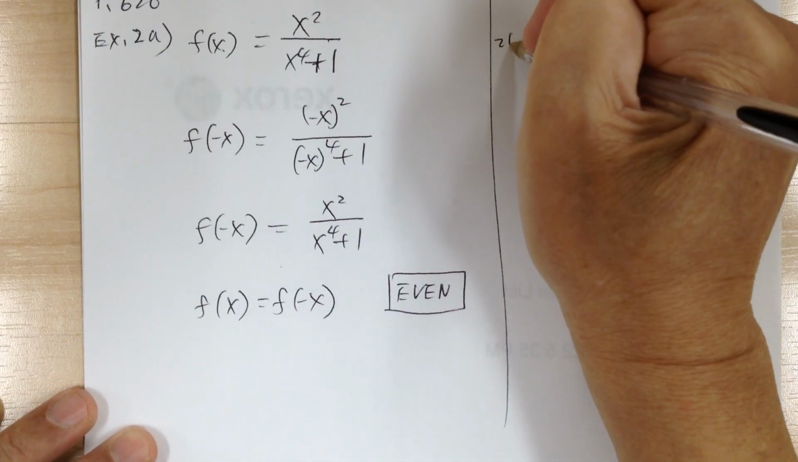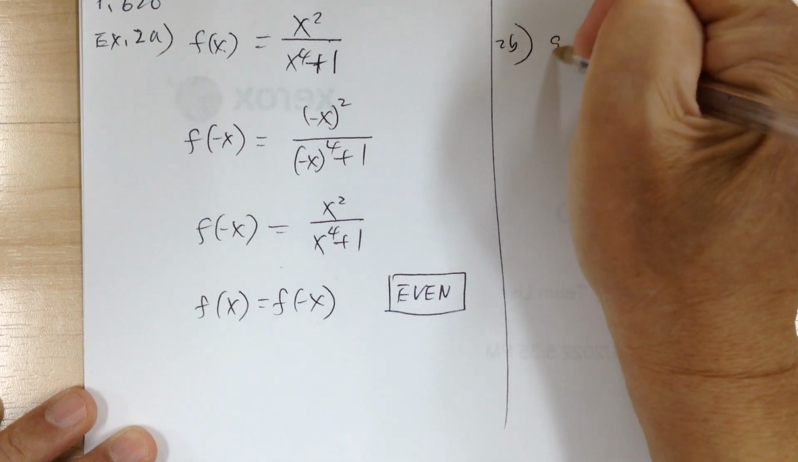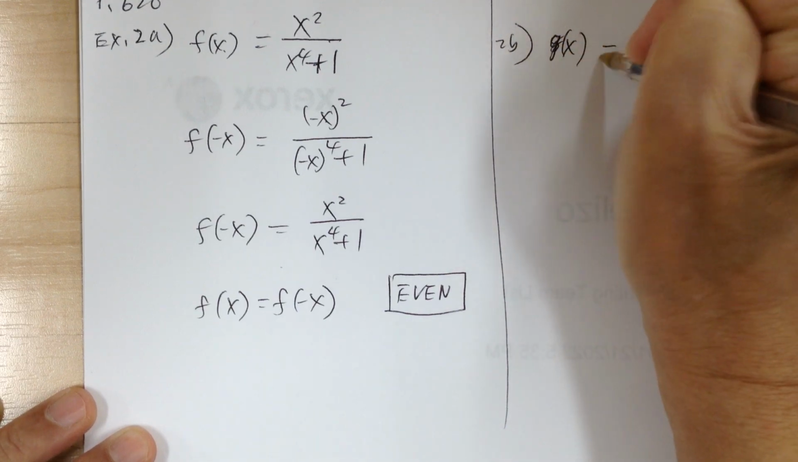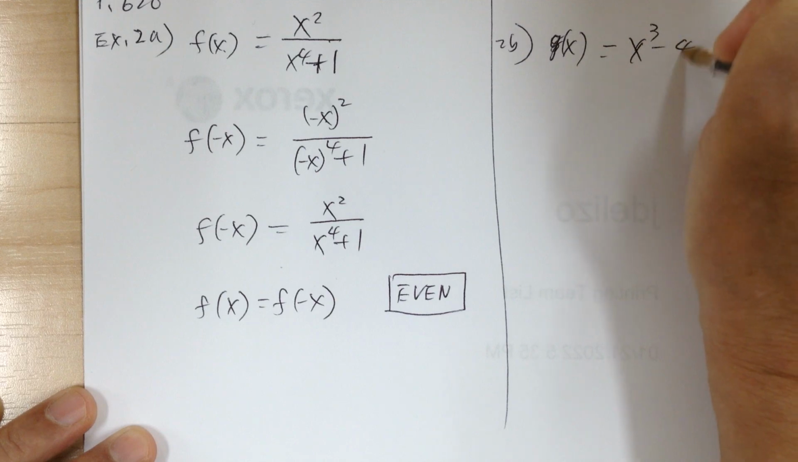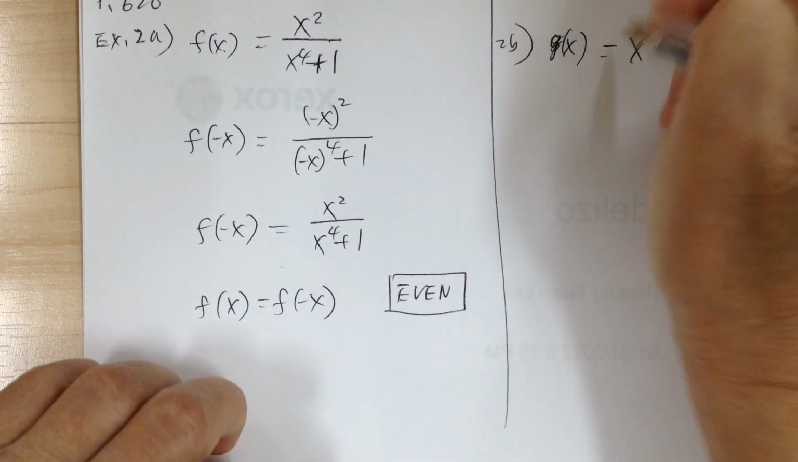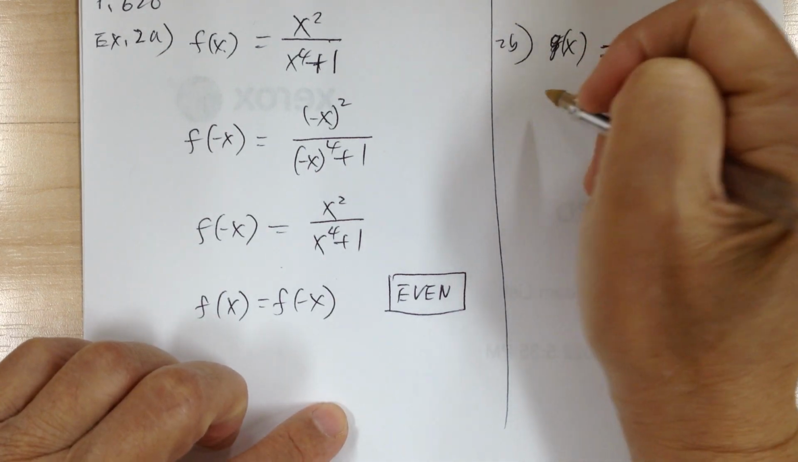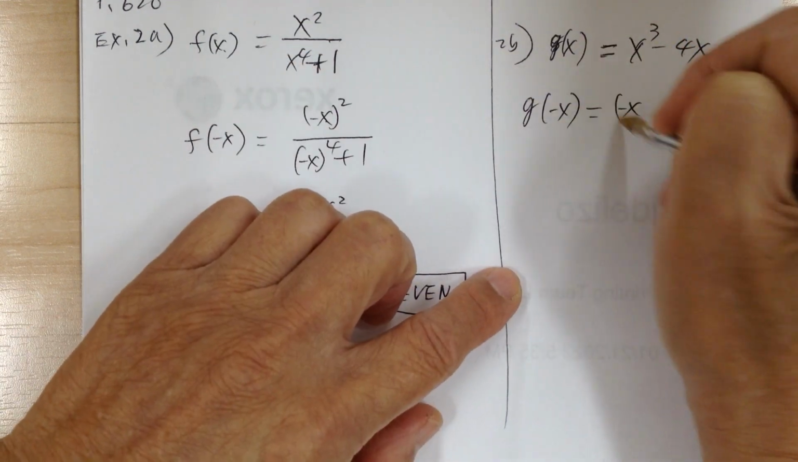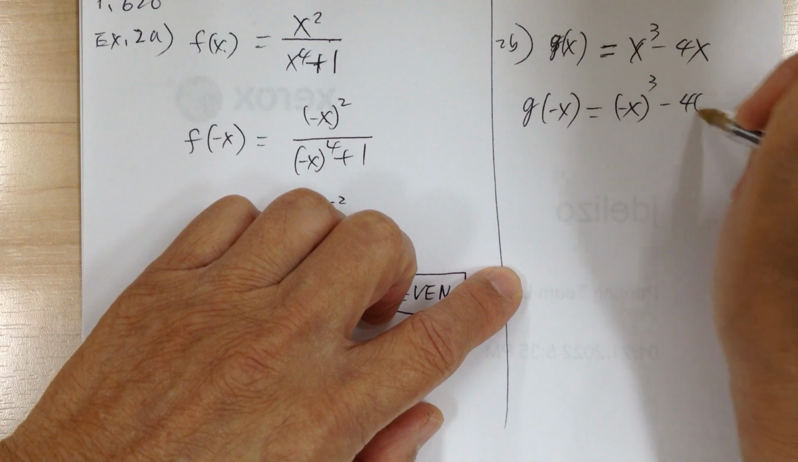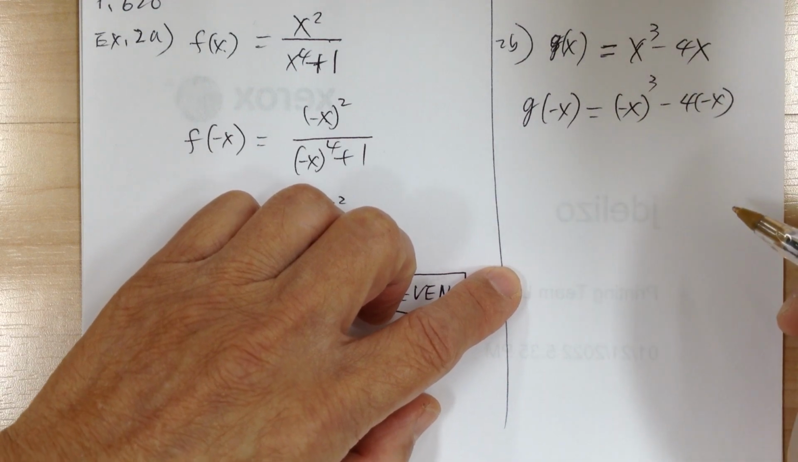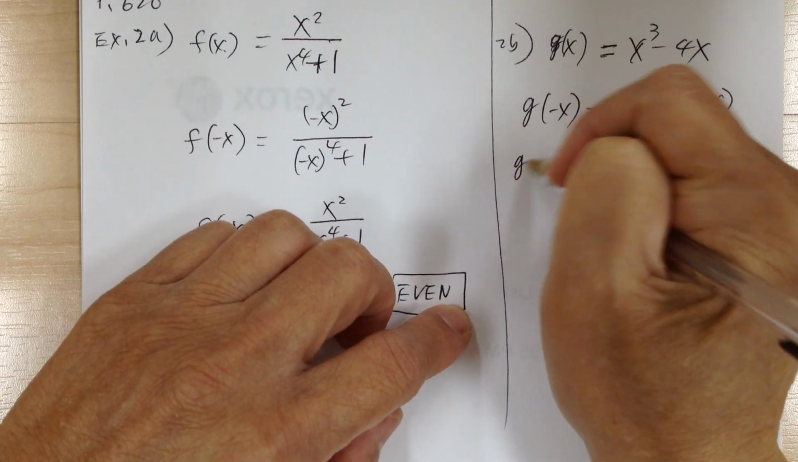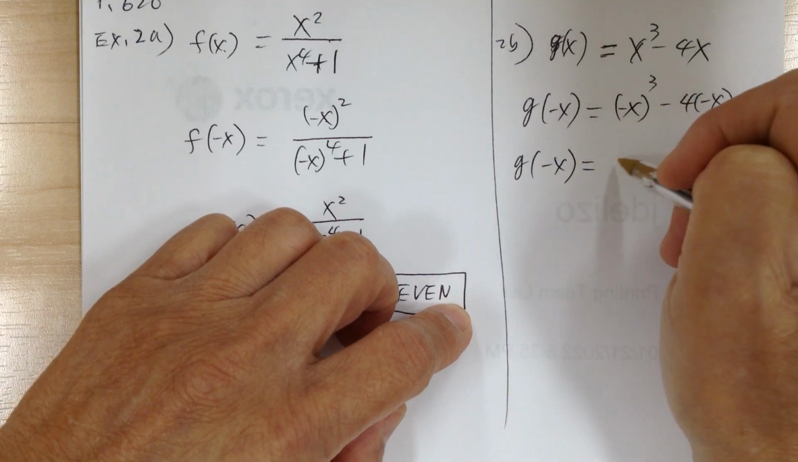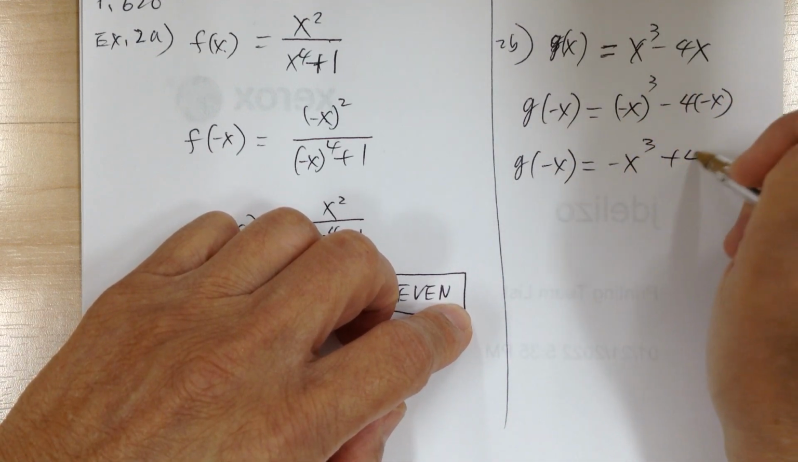Okay, let's go to 2b. You have g of x equal to x cubed minus 4x. So again, let's figure out g of negative x. You substitute. Again, remember, whatever you substitute, put inside the parentheses. And then g of negative x equals negative x cubed plus 4x.